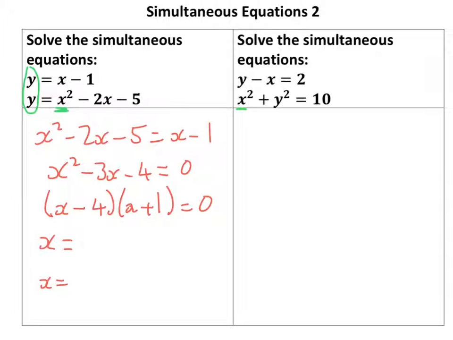So from this first bracket, I'll get x equals 4. In the second bracket, I'll get x equals minus 1. I then swap my values for x into here. So I get y, oops, sorry, that's my OCD. Again, I've got to do it in the same colour. Y is x minus 1 there. When x is 4, y is 3. When x is minus 1, y is minus 2.